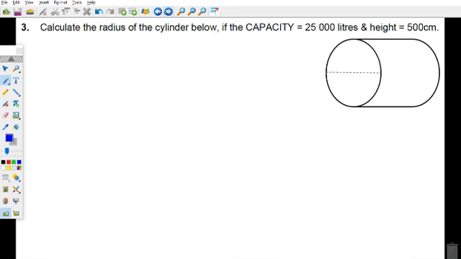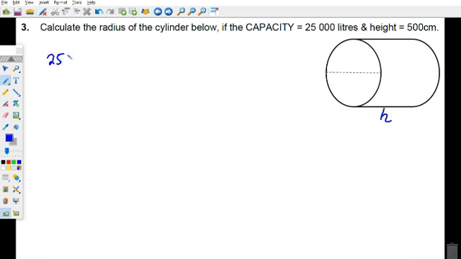Okay, so let's look at this one. Calculate the radius of the cylinder below if the capacity is 25,000 liters and a height of 500 centimeters. Now, what they're given, so they're giving you a height here. My height is 500 centimeters. So what do we have to change the capacity into? Capacity is similar to volume, but capacity is in liters. So we have to change liters to centimeters cubed.